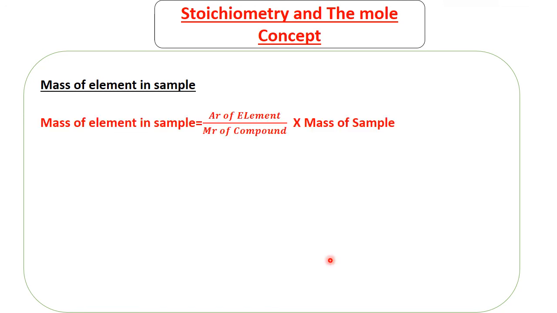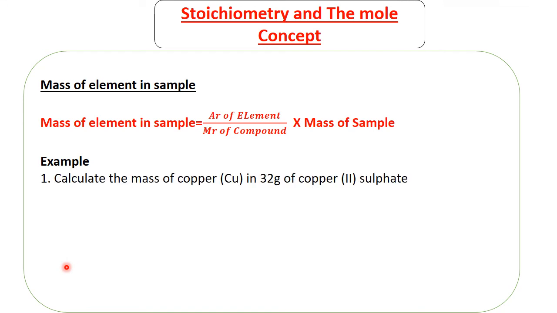So mass of an element in a sample is relative atomic mass of the element divided by relative molecular mass of the compound times mass of the sample. This sample we're talking about is of course a compound, so it's going to have a mass, but you need to get the relative molecular mass of the compound, that is the one you're going to use here. So let's take a look at an example.